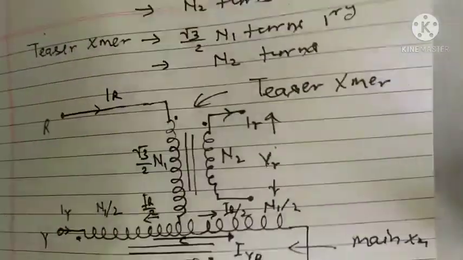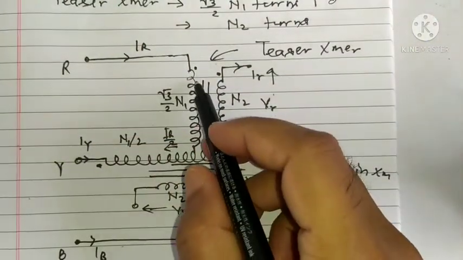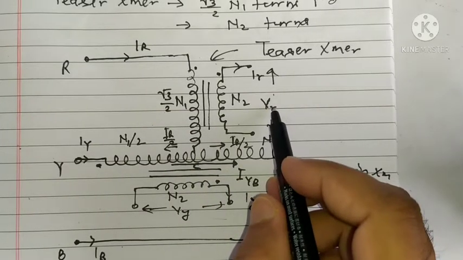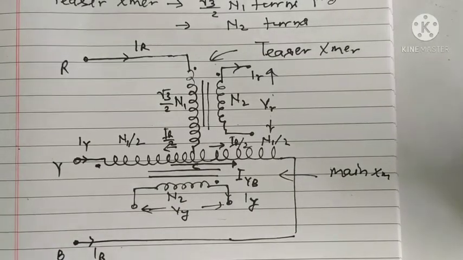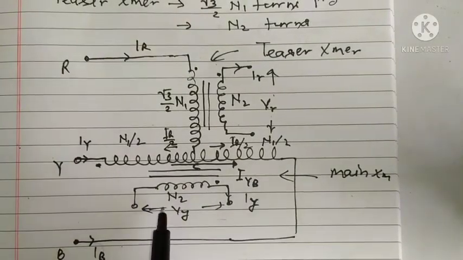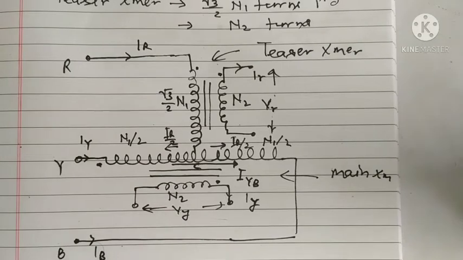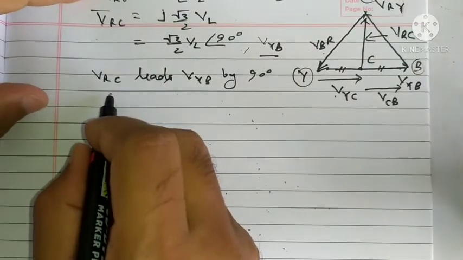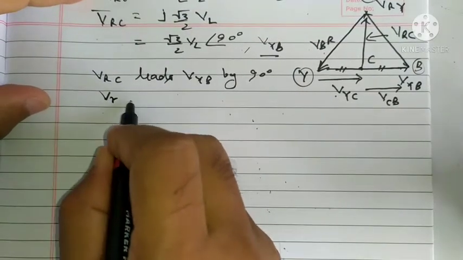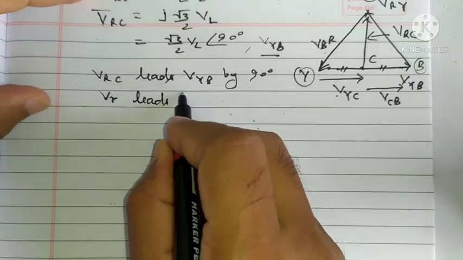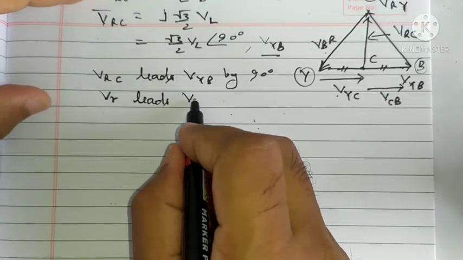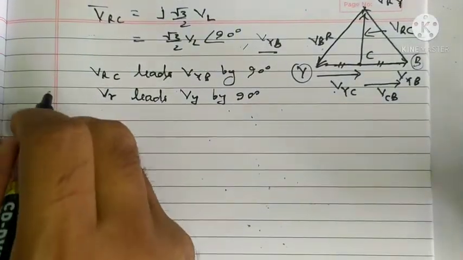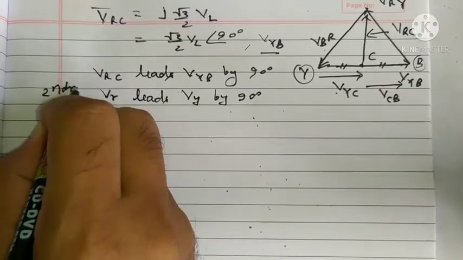Mind you, VRC is the voltage of the primary of the teaser transformer. So the voltage on the secondary side will be VR, and VYB is the voltage of the primary of the main transformer, and VY will be the secondary voltage. So I can say the secondary voltage of the teaser transformer is VR. So VR will also lead the secondary voltage of the main transformer, VY, by 90 degrees, right? So this is the secondary voltage.